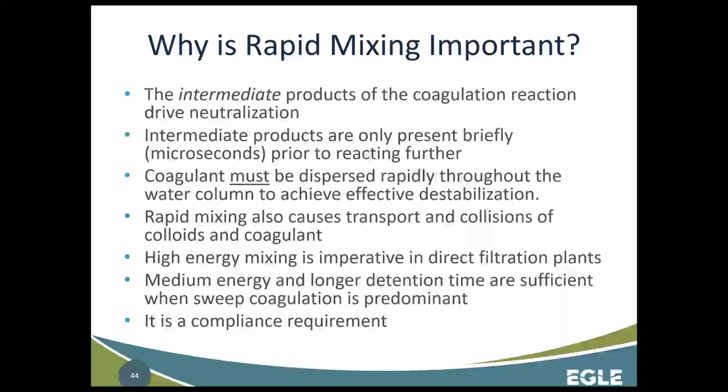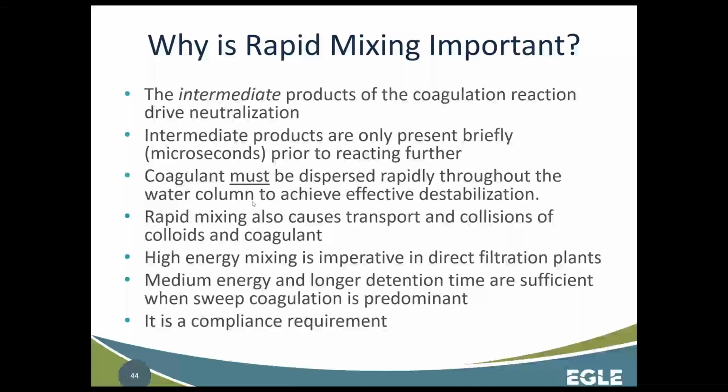So why is rapid mixing important? The intermediate products of the coagulation reaction drive neutralization. We looked at those chemical formulas, and we'll look at some more a little later on. There's going to be intermediate products that are only there for a short time. That's a part of the reason why coagulation chemistry isn't fully understood. They're only there for a short time, but they're important because they're neutralizing the particle charges. Again, microseconds prior to reacting further, because as soon as that charge is neutralized, that product's no longer present.